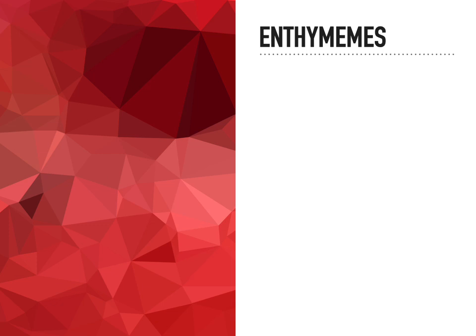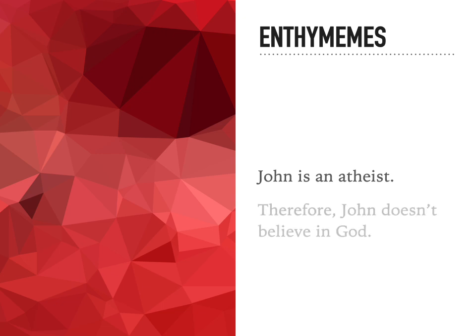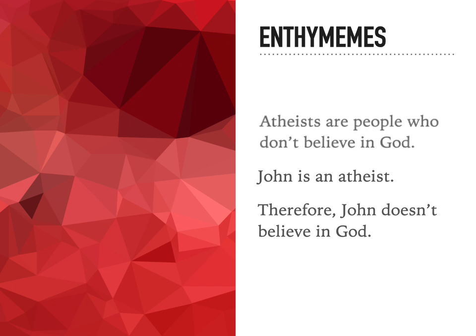So you've encountered these many times, and I'm sure you've actually used them at times as well. An example would be this. John is an atheist. Therefore, John doesn't believe in God. This is an enthymeme. We notice that this syllogism is missing a part. We've called John an atheist, but we've never defined what this is. That's the missing part. The first premise is really that atheists are people who don't believe in God. John is an atheist, therefore John doesn't believe in God.